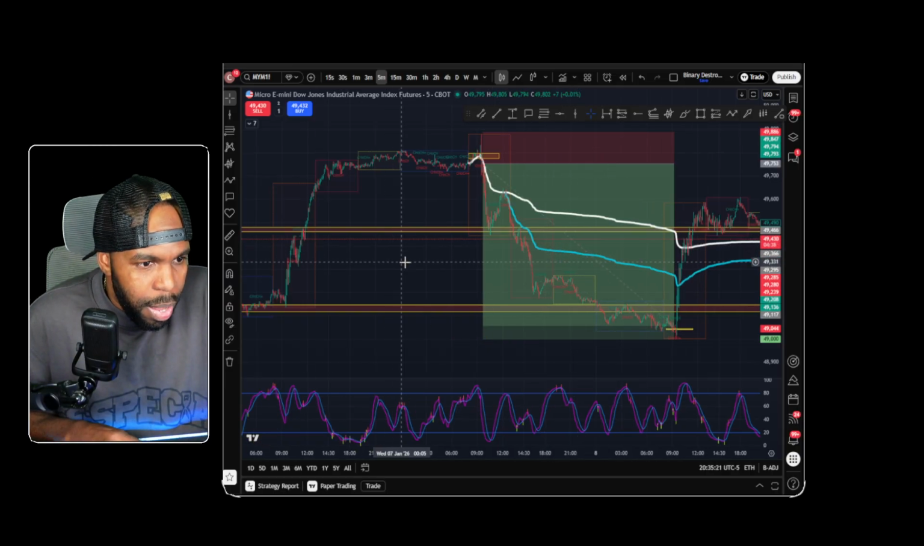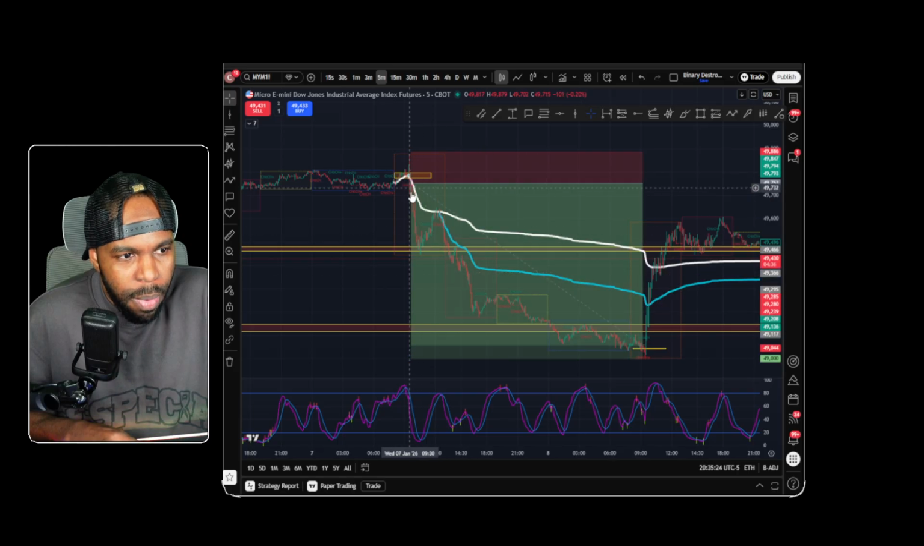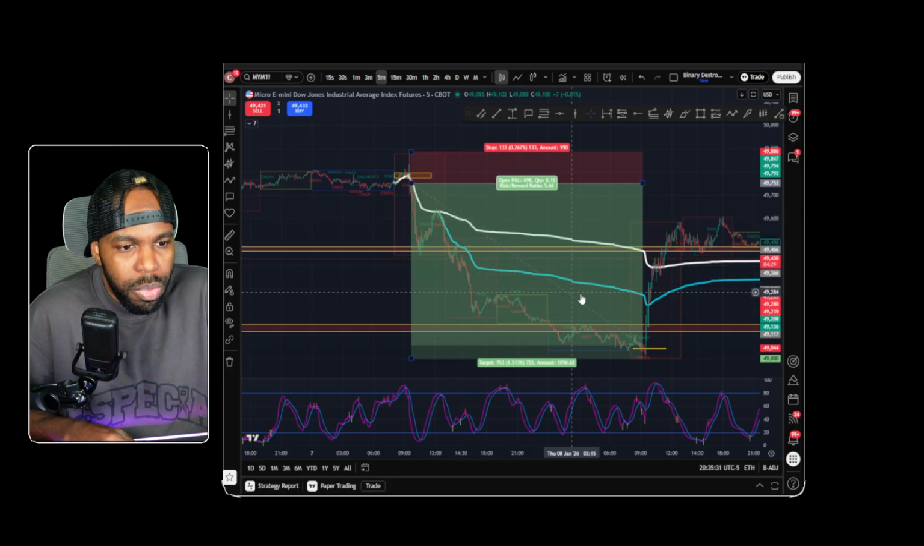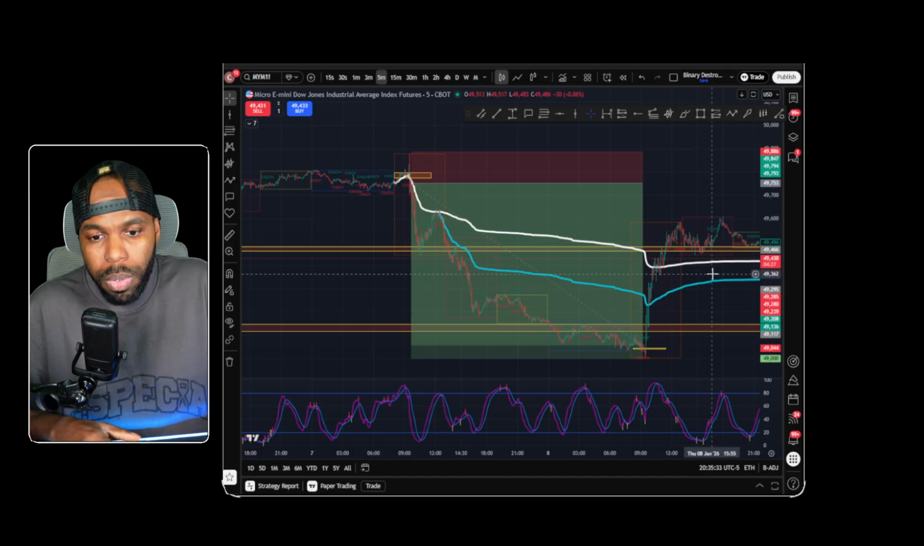So I'll make some more videos on how I do this, how I use these VWAPs, but this is how I know when to hold the trade. If the price doesn't close above this blue line right here, I'm not getting out of the trade. I'm just going to hold it.